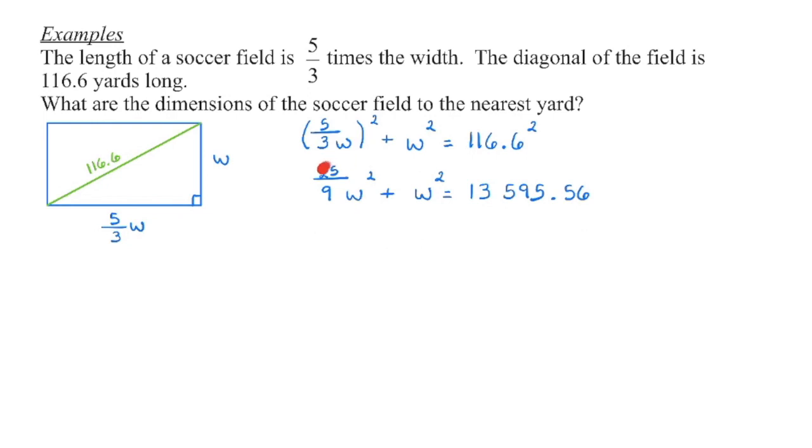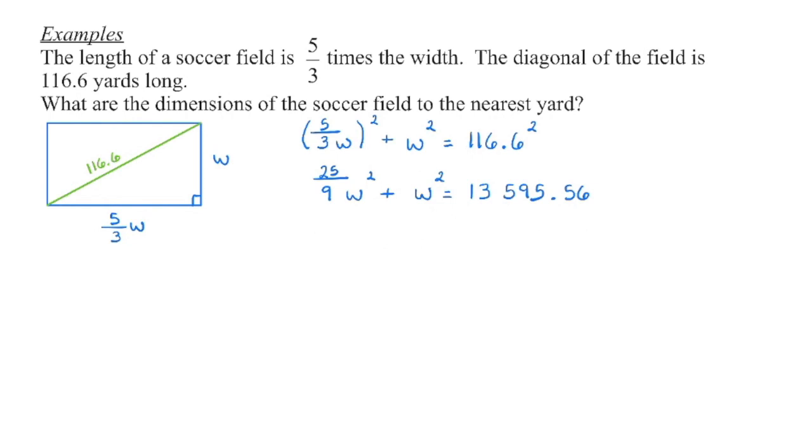If I'm going to multiply this term by 9 to get rid of that denominator, I also would multiply this term by 9, so we'd have 9w squared, and then we would also multiply this term by 9, leaving us with 122,360 and 4 100ths. So that is one option.